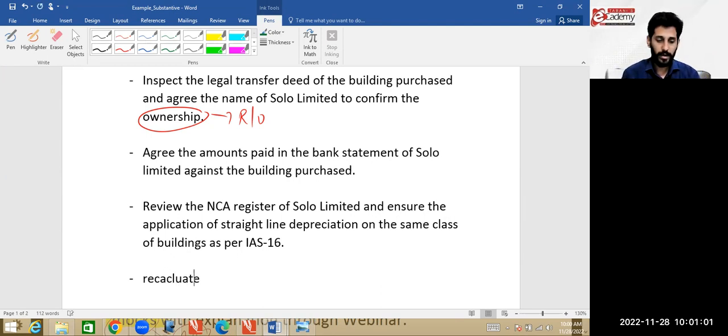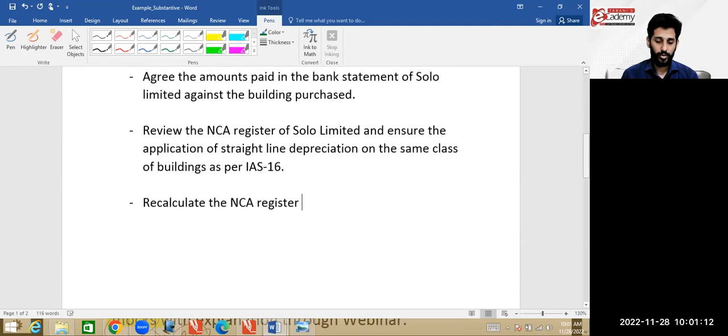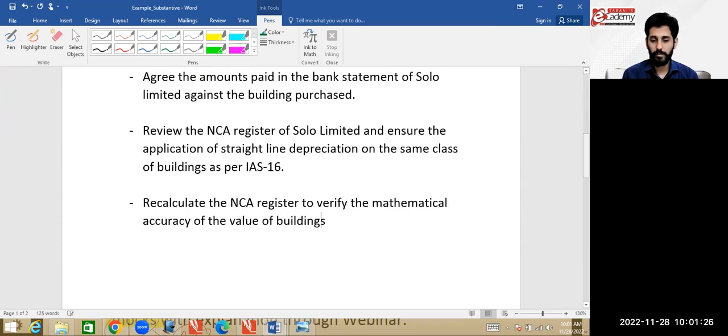So you can simply recalculate the NCA register to verify the mathematical accuracy of the value of buildings as at 31st December 2008. I have written the dates. Recalculate the NCA register to verify the mathematical accuracy of the value of the buildings.